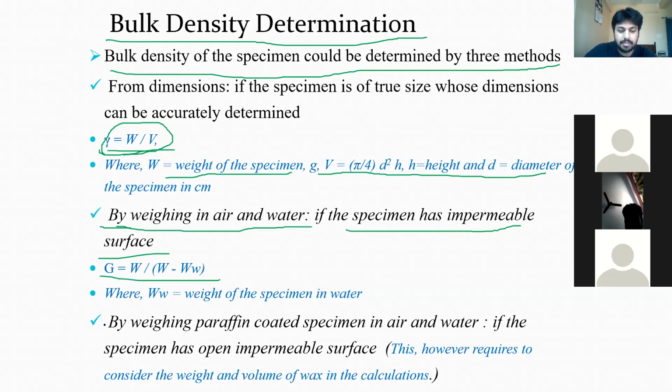If you have a permeable surface, then you have to go by the method using paraffin wax. We call it the paraffin wax method. You have probably done the paraffin wax method, have a look at it.